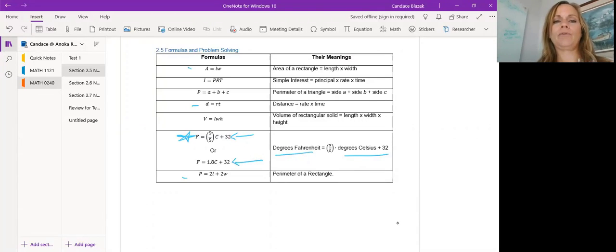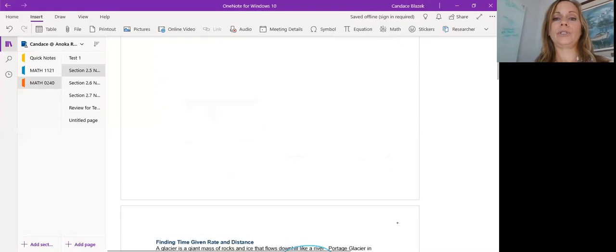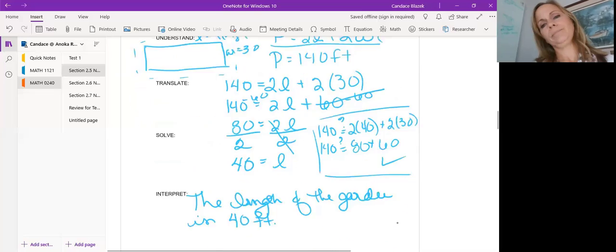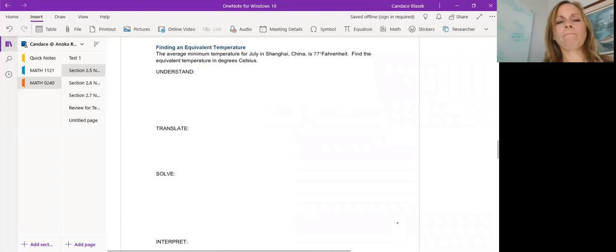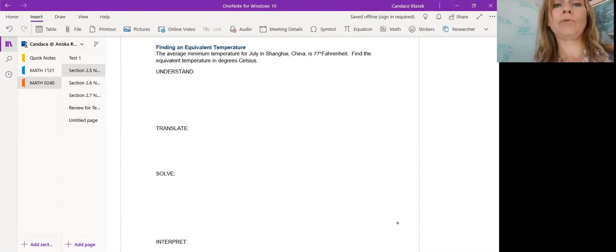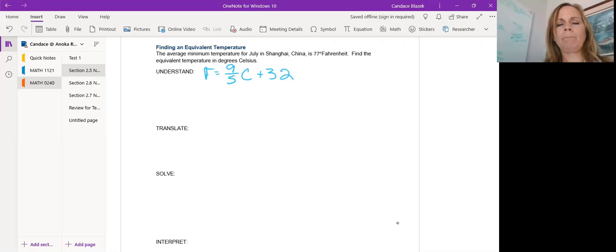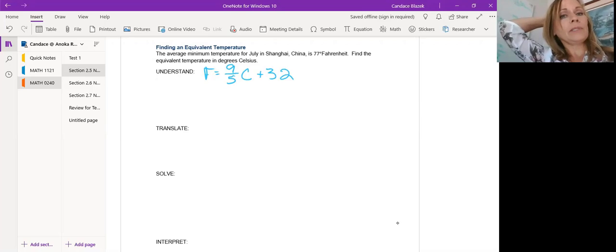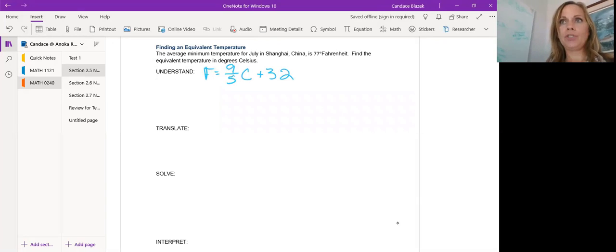So I'm going to bring this formula down. Fahrenheit equals 9/5 C plus 32. Okay, so I'm going to scroll back down. So I'm going to write that first so I don't forget. Fahrenheit equals 9/5 C plus 32. All right, so reading it one more time. The average minimum temperature in Shanghai, China is 77 degrees Fahrenheit. Find the equivalent temperature in degrees Celsius.